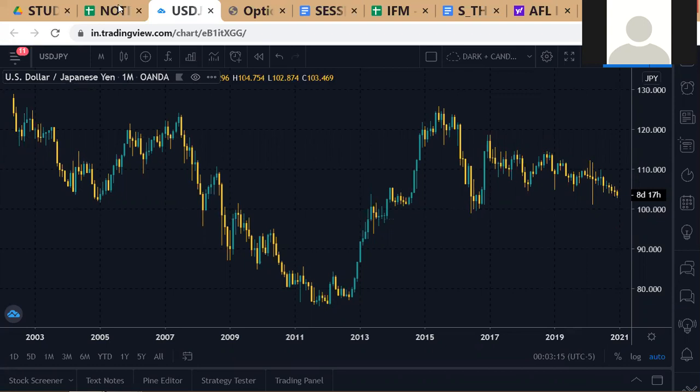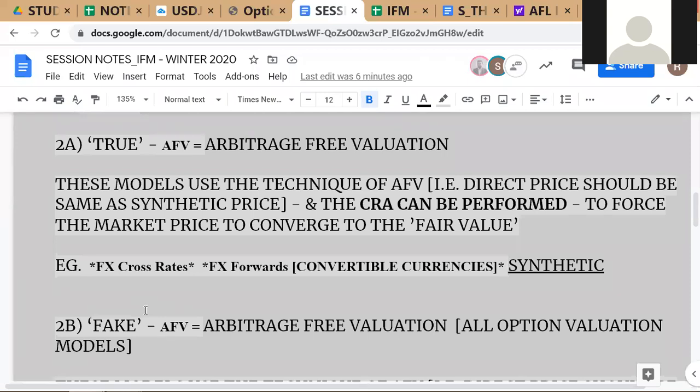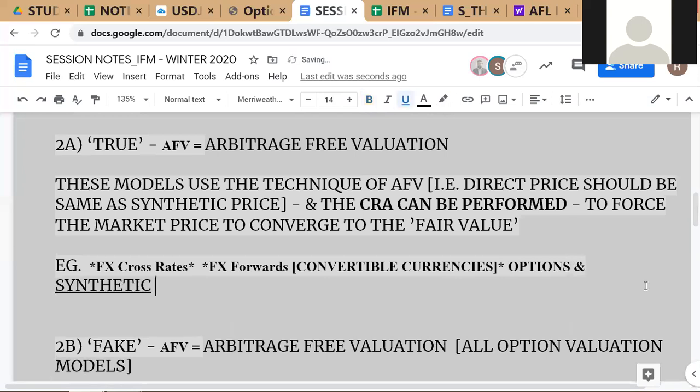Okay. So the examples that we are talking about of true AFV, you should know some of these. FX cross rates, FX forwards, only true for convertible currencies. So dollar Swiss, dollar yen, Canada versus Australia, Australia versus US, etc. Then options and their synthetic equivalents. This you have done already: long call, short put, what are the synthetic equivalents? These are all true AFV.